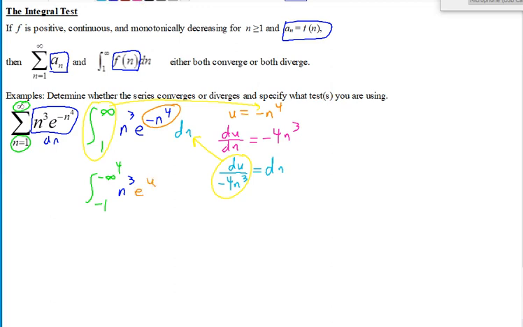And we replace the dn with du over negative 4n cubed. And then again, you can see the n cubes reduce out, which is what we want. Get it all in terms of u. You can pull out a negative 1/4 on the outside. Also, notice these are actually in the wrong order now, so you don't have to do this, but you can flip them and change the sign so it's a positive 1/4.